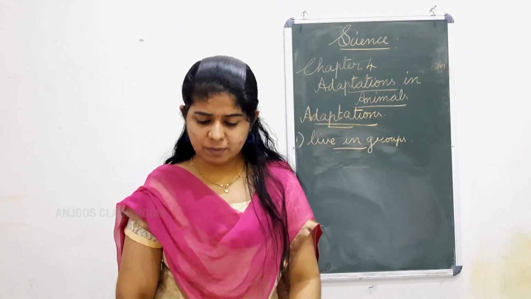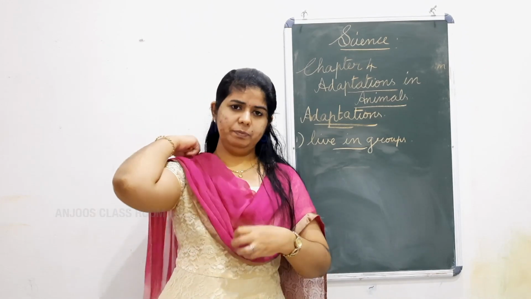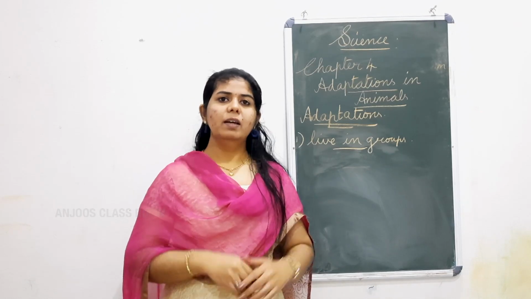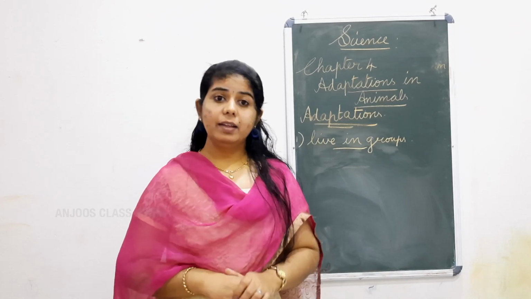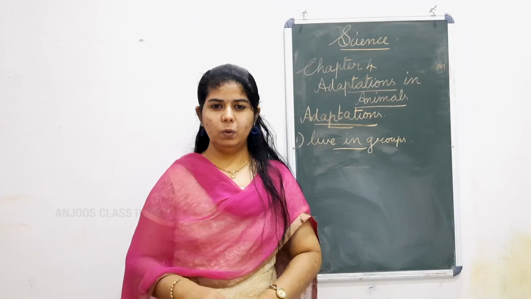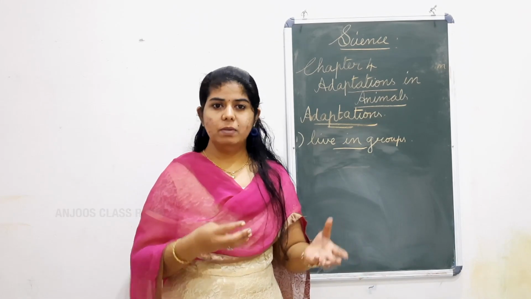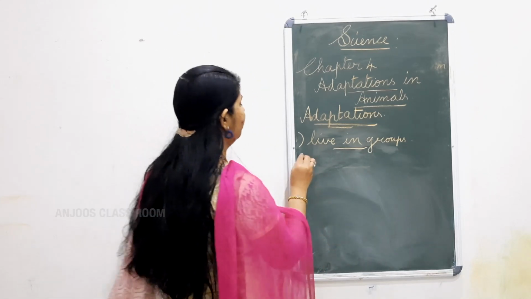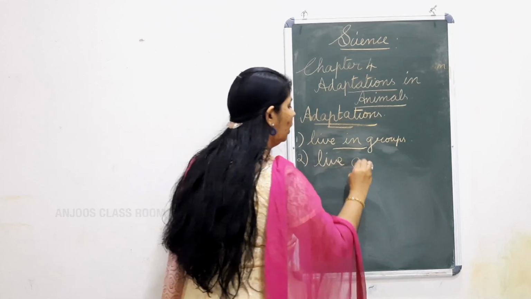But in the same way, there are some animals that don't want to live in a group. They live alone. They find their own food and their own shelter. Some animals live in groups, but there are some that are another feature. They will live alone. That is the second feature. Some animals live alone.